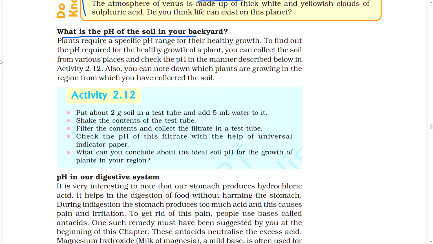Activity: put about 2 grams of soil in a test tube and add 5 ml water to it. Shake the contents of the test tube. Filter the contents and collect the filtrate in a test tube. Check the pH of this filtrate with the help of universal indicator paper. What can you conclude about the ideal soil pH for the growth of plants in your region? Comment this.